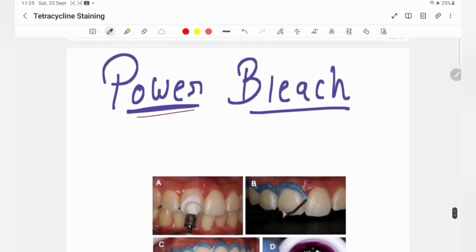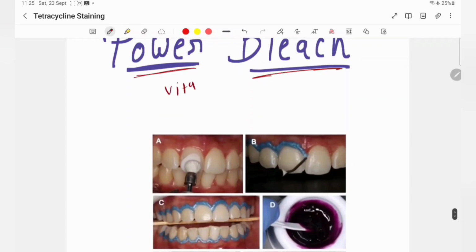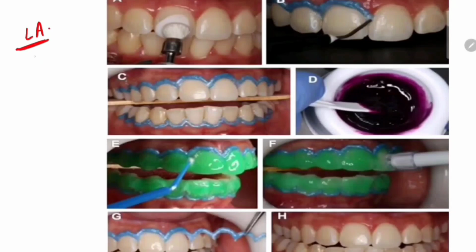Moving to the next, which is power bleaching, and it is a type of vital bleaching. Why is it vital bleaching? Because we are not doing any kind of pulp therapy before bleaching. The bleaching agent which we use for power bleaching is 30 to 35% hydrogen peroxide gel. For bleaching, we should not use local anesthesia because we want the patient's response, since 30 to 35% hydrogen peroxide can cause soft tissue burns.